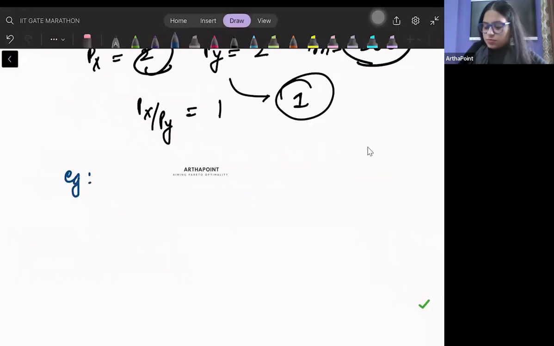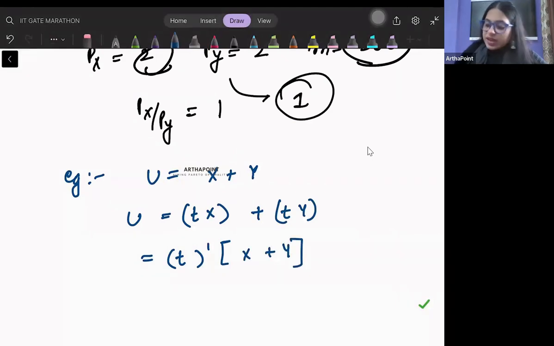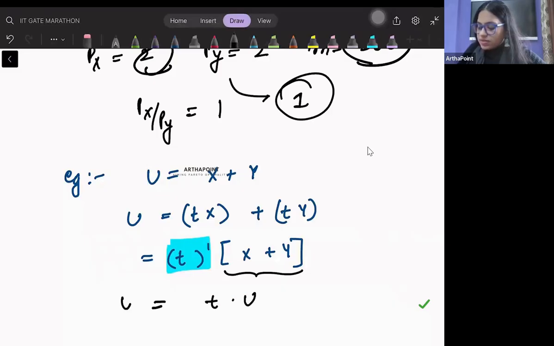if I tell you u is equal to x plus y, when I double x and double y, then I can simply say that t can come out and this will be x plus y. If you are able to take this scale factor out and get back your original utility function, then it is a homogeneous function.